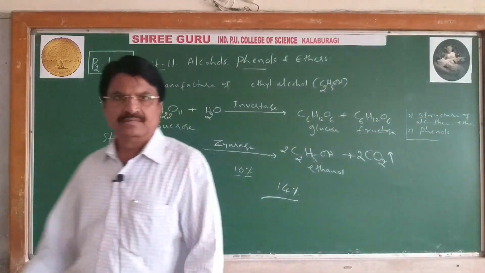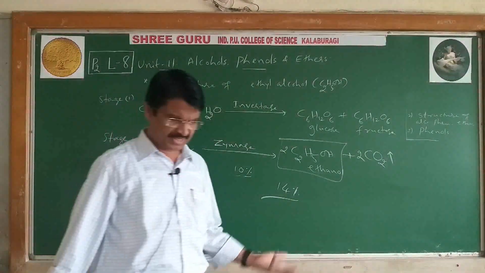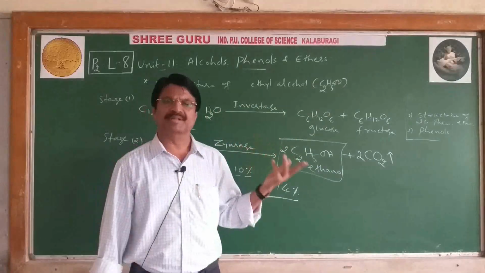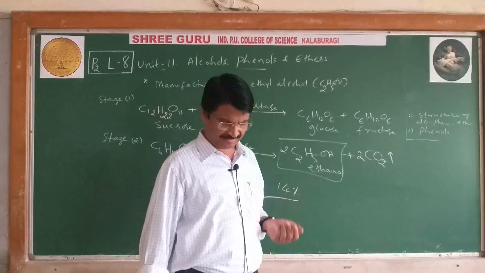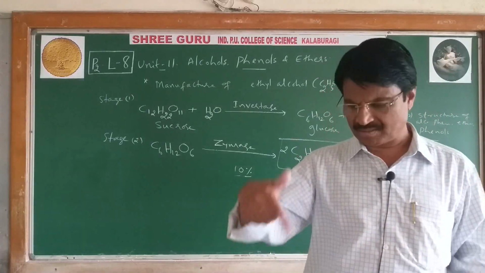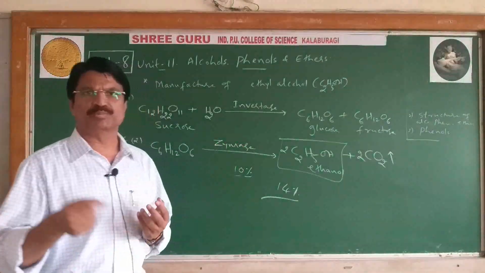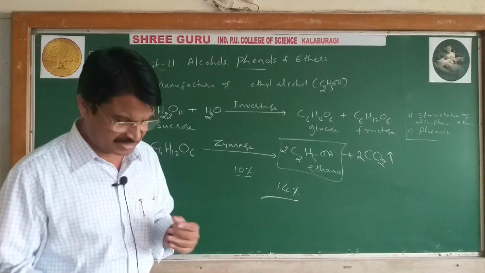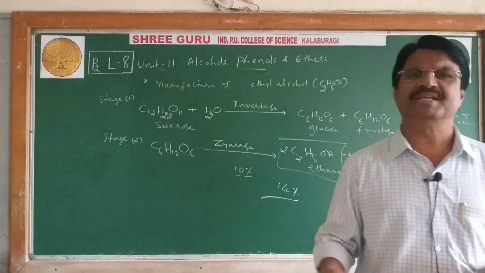Next, once you get ethanol, ethyl alcohol, think about its uses. It can be directly used in the manufacture of what? Alcoholic beverages like beer, brandy, whiskey, etc. It is also used as a solvent for oils, fats, resins. In hospitals as an antiseptic. In the perfume industry, one can use ethanol to prepare perfumes. And as a solvent for paints, varnishes, and even wood polish. So there are many applications of ethanol.